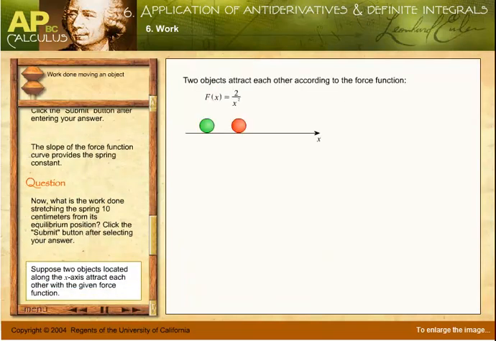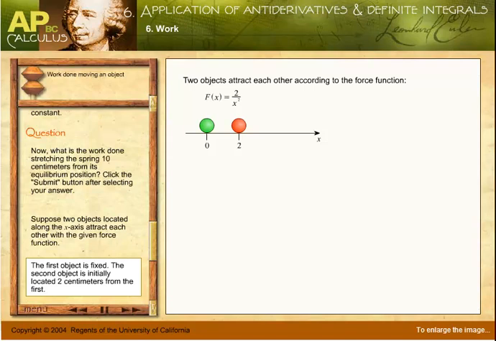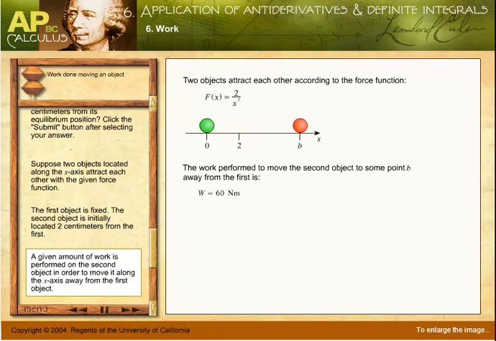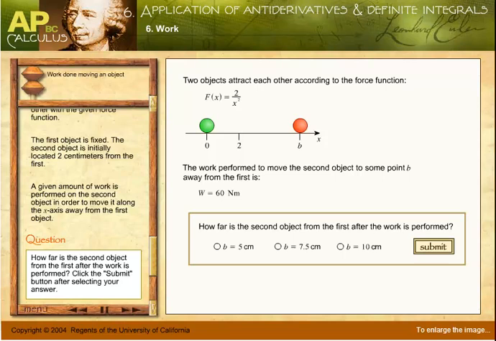Suppose two objects located along the x-axis attract each other with the given force function. The first object is fixed. The second object is initially located 2 centimeters from the first. A given amount of work is performed on the second object in order to move it along the x-axis away from the first object. How far is the second object from the first after the work is performed? Click the Submit button after selecting your answer.